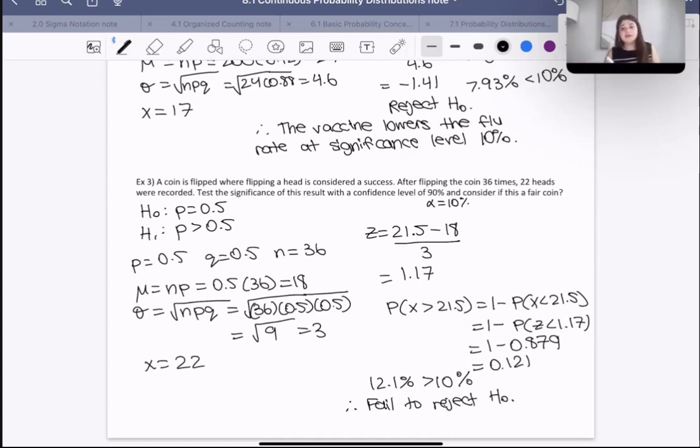So it may be a fair coin, it may not be, but based on the data we collected, we don't have enough evidence to say for sure that it's actually not a fair coin, and to accept our alternative hypothesis. Okay, so we're going to fail to reject the null hypothesis. The null hypothesis may be true.